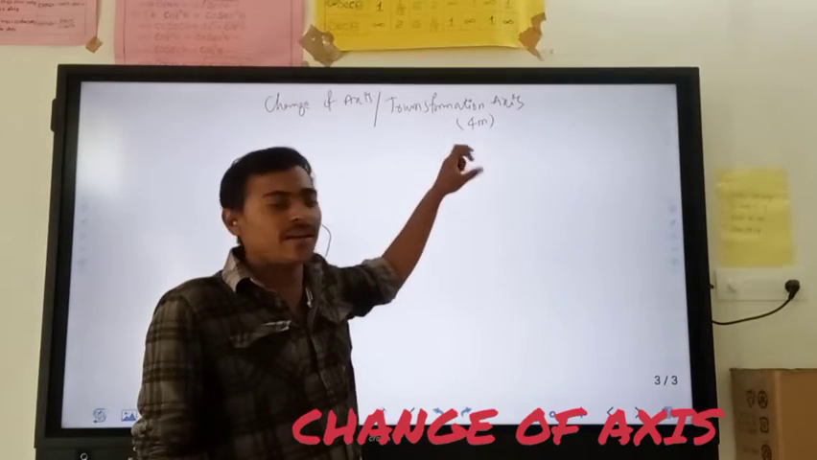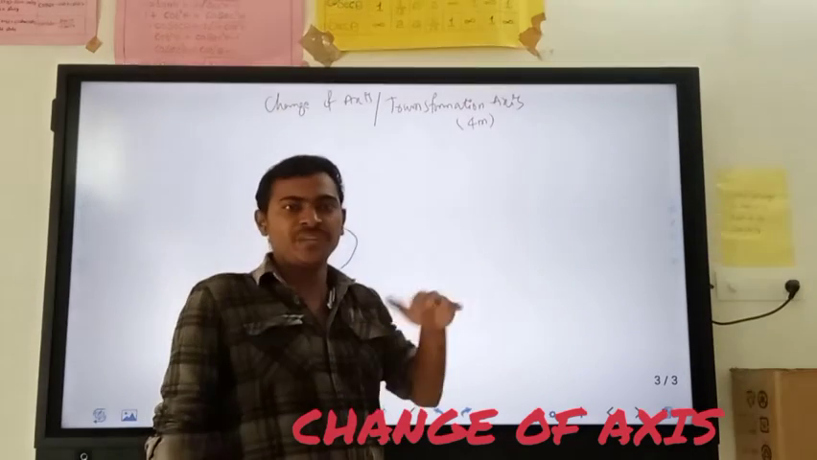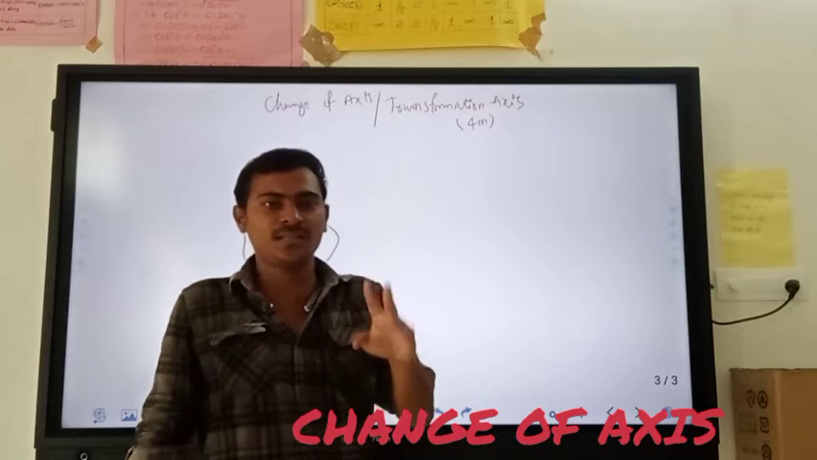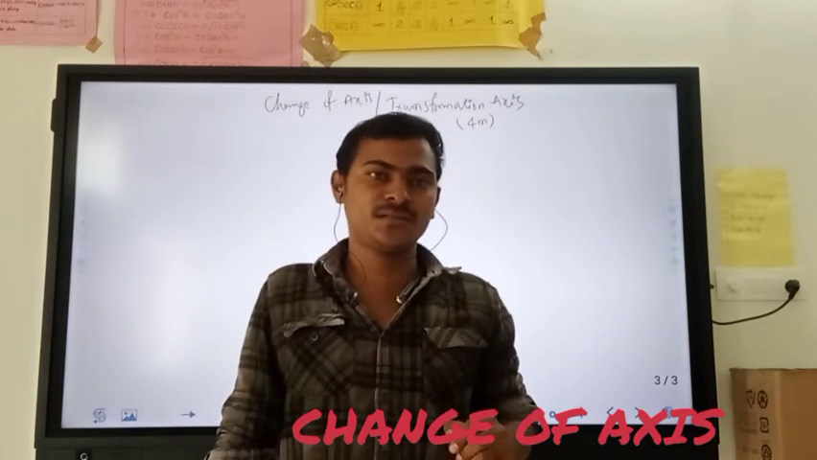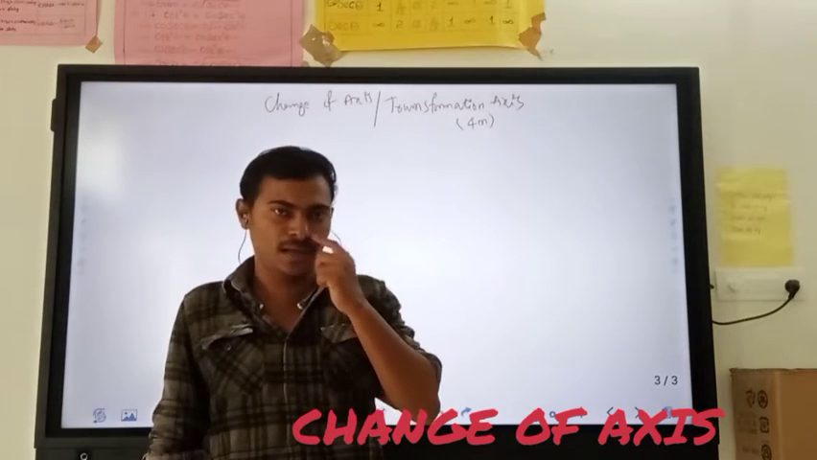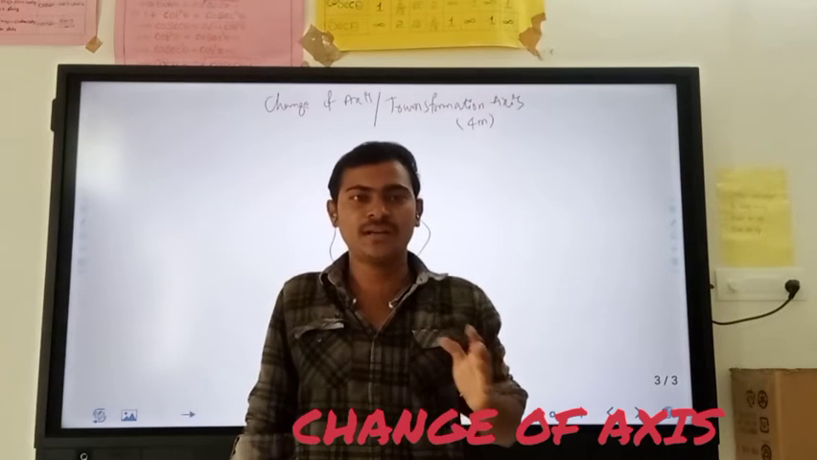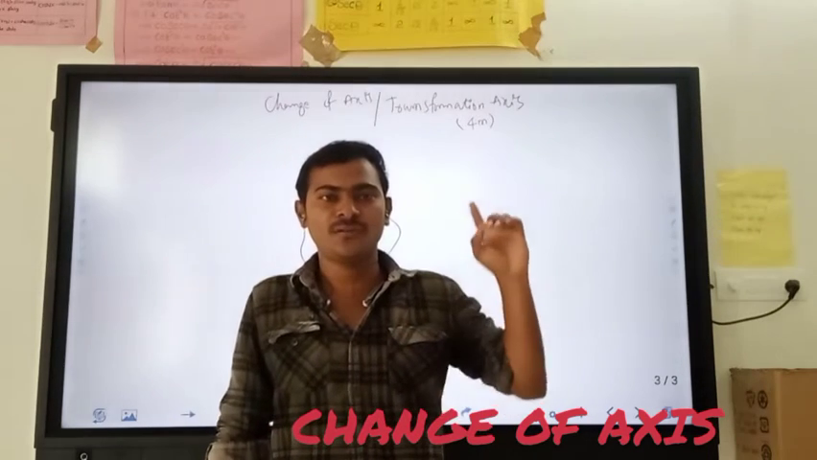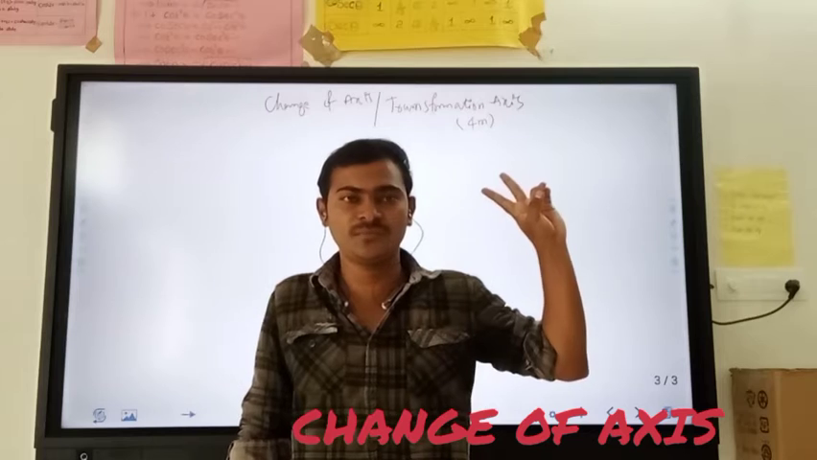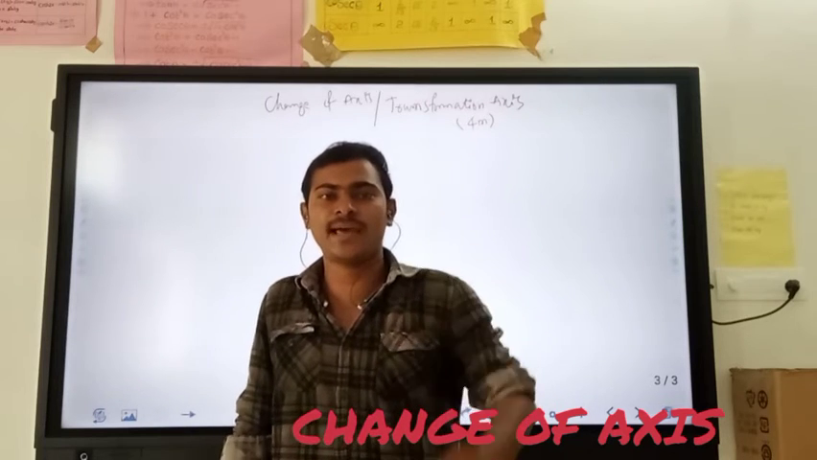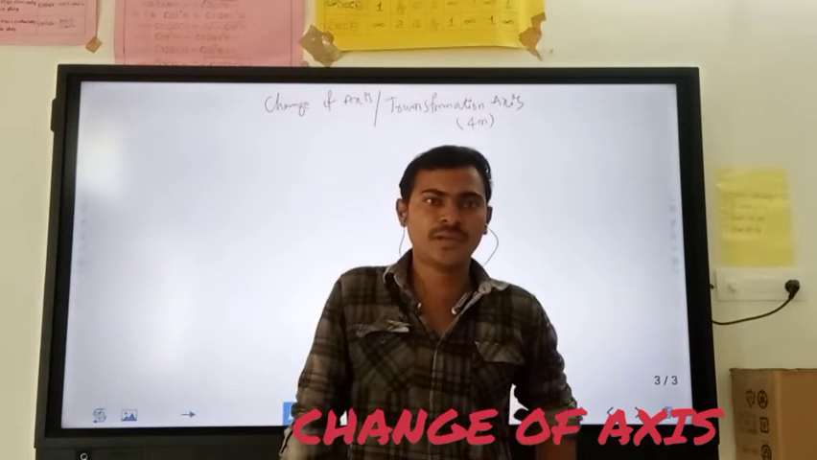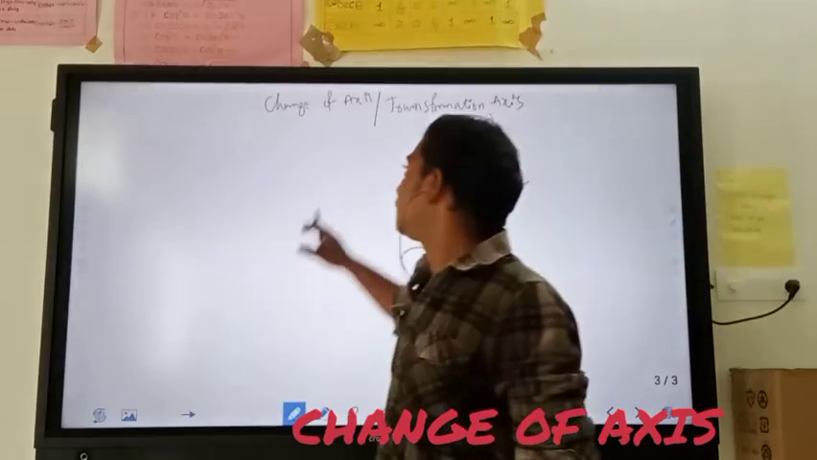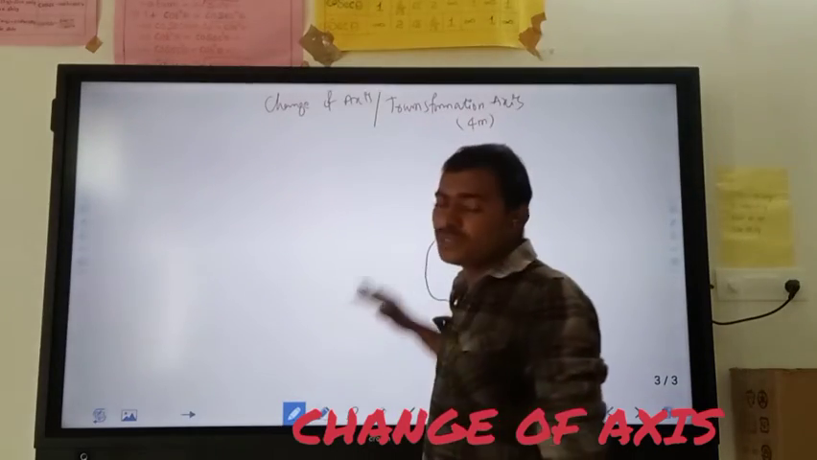This chapter's weightage is 4 marks. In the previous chapter, locus also had 4 marks weightage. In the IP exam, we can expect two questions, one from locus and one from transformation of axis, each question carrying 4 marks.